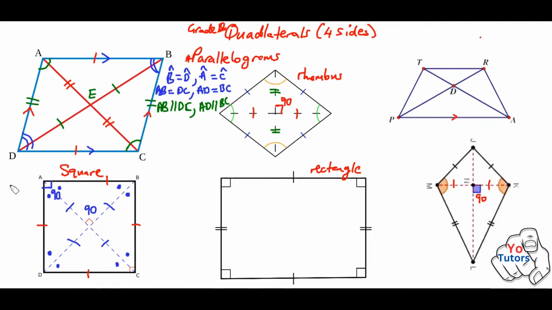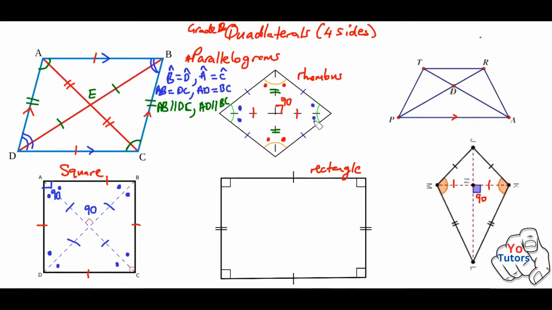Then another thing is that the diagonals also bisect the vertex angles. This is what I mean when we are saying it's bisecting.